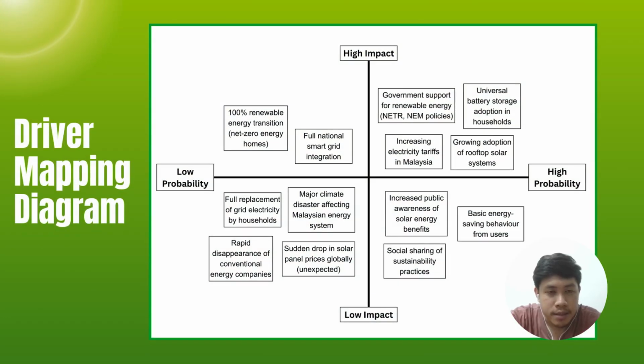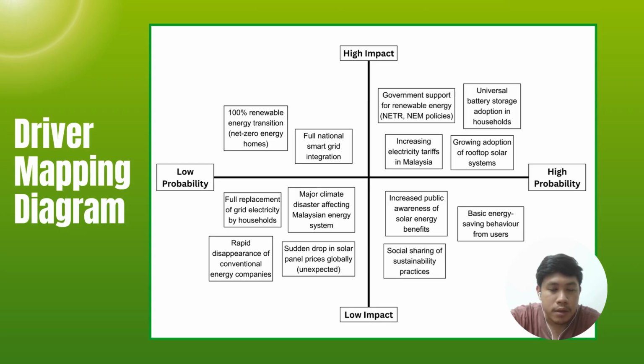Okay, next let's move on to the driver mapping diagram. So we use this diagram to prioritize our future development by taking the external drivers we just discussed earlier in horizontal scanning and categorize them based on two things. First is their level of impact on a project, and next is their probability of actually occurring.